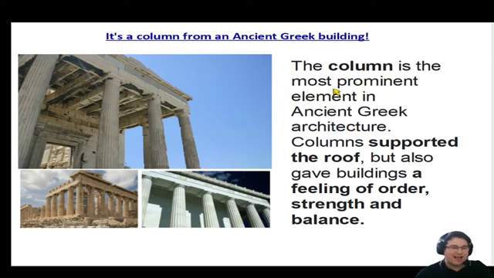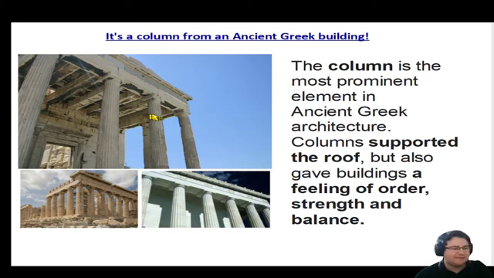So the column, sorry, is the most prominent element in ancient Greek architecture. It's very hard to say. Ancient Greek architecture. Yes, so they're very, very famous. You can notice them from miles away. Columns are there to support the roof, but they also gave buildings a feeling of order and strength and balance, a sense of importance.